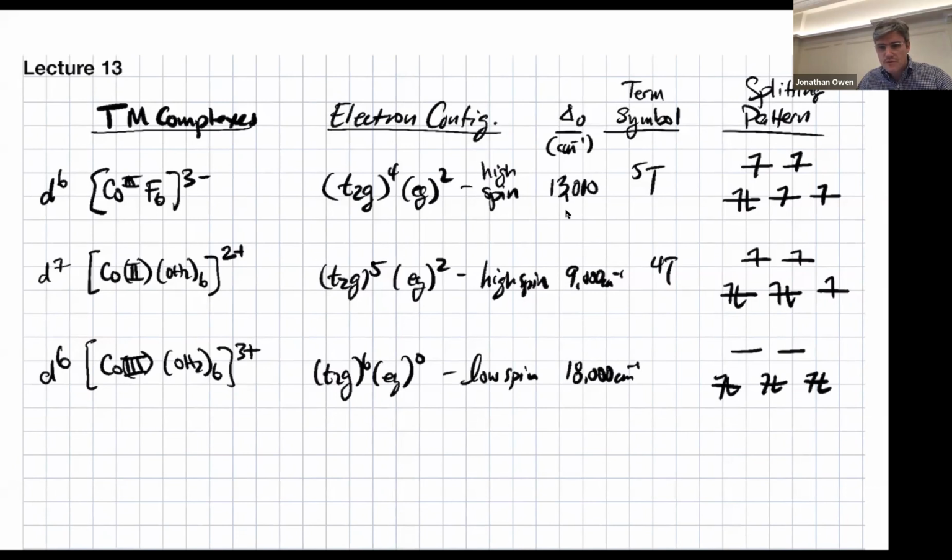How do we do term symbols? This one is a quartet because it has 1, 2, 3 unpaired electrons. This one is a quintet because it has 1, 2, 3, 4 unpaired electrons. This has no unpaired electrons, so it's going to be the number of unpaired electrons plus 1. It's a singlet, right? It's a singlet.